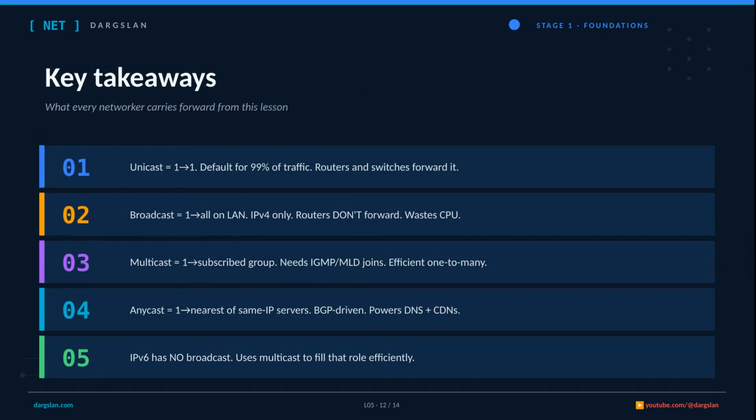Let's lock in what matters before we move on. Unicast is your everyday workhorse, one sender to one receiver, and it's what nearly all your traffic looks like. Broadcast shouts to everyone on the local segment, lives only in IPv4, and stops dead at the router. Multicast is the efficient choice when a group has opted in through IGMP or MLD, and anycast quietly routes you to the nearest copy of a service, which is why DNS and CDNs lean on it so heavily. And remember, IPv6 dropped broadcast entirely, handing that job to multicast.